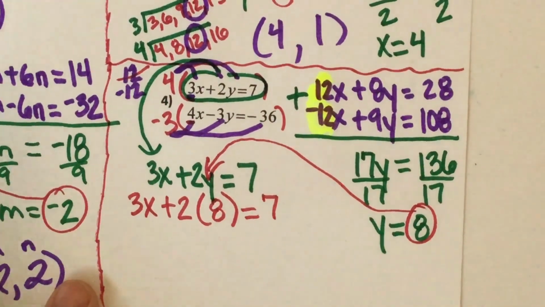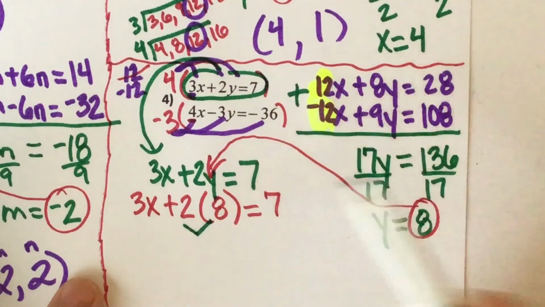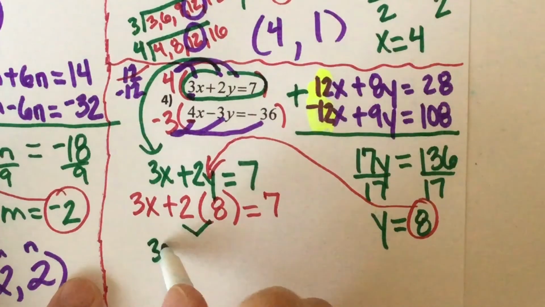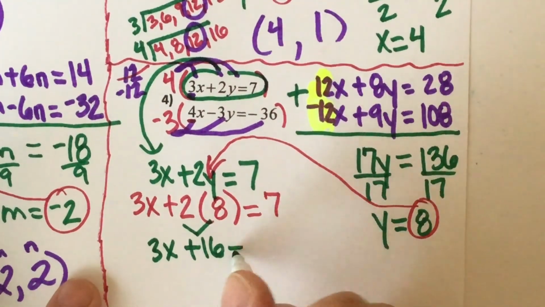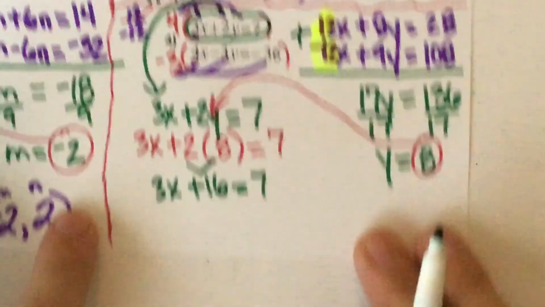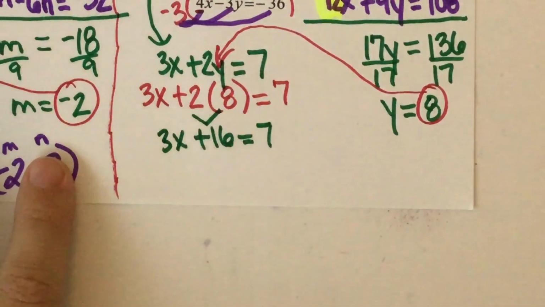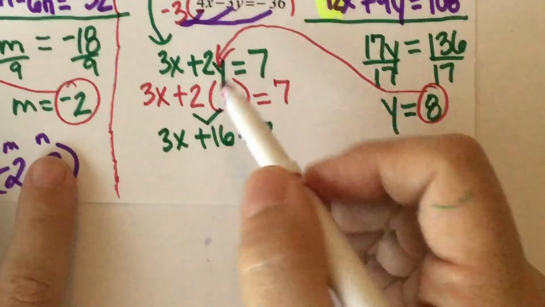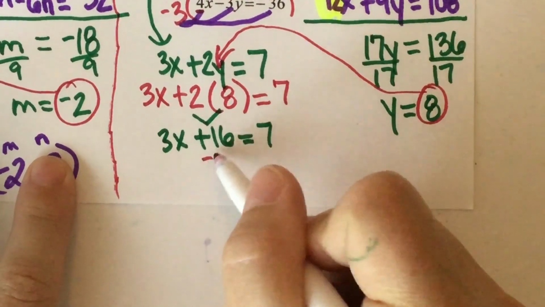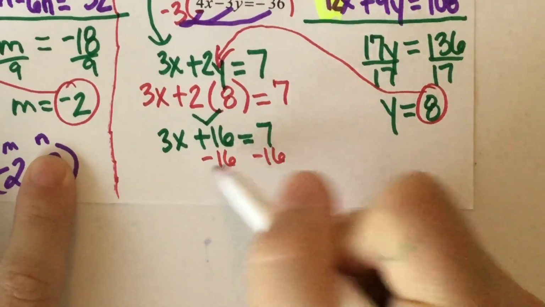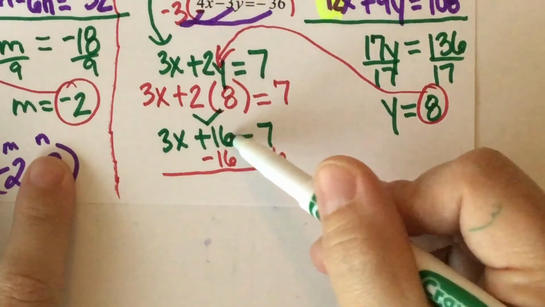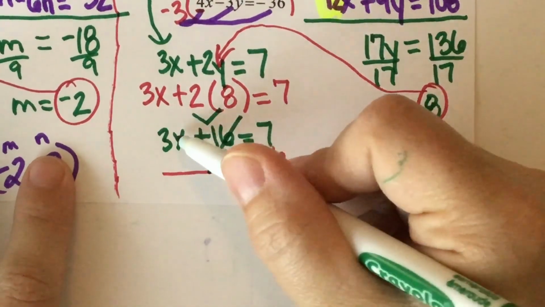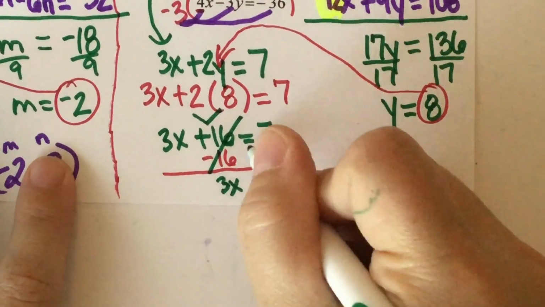Okay, at this point, we're just going to clean it up. So 2 times 8 is 16. So I've got 3x plus 16, and then bring down your equals 7. So now to solve for x, what do you think you do? You would get rid of addition of 16 by subtracting it. So 16 minus 16 is 0. Shoop. Bring down your 3x. Bring down your equals.